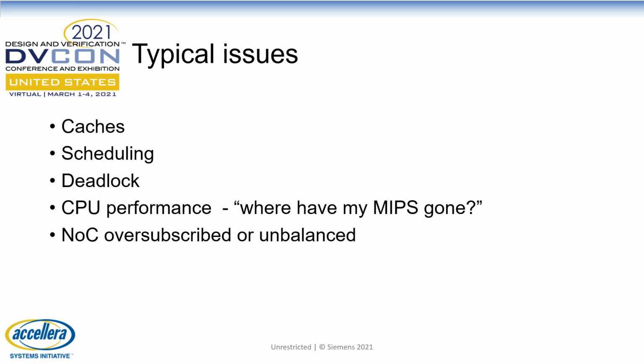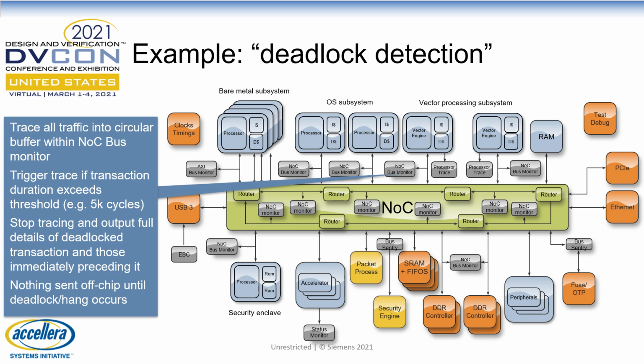The behavior of the NOC. Is the NOC oversubscribed, or maybe it is unbalanced? All these things feed into the final product, both in timeliness, but also how well it will perform. Let us now look at some example usage scenarios of embedded analytics technology that can help identify and solve some of these problems. In this example, we're going to look for system hang or deadlock.